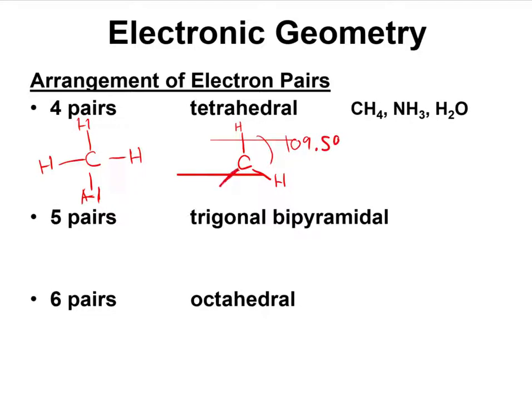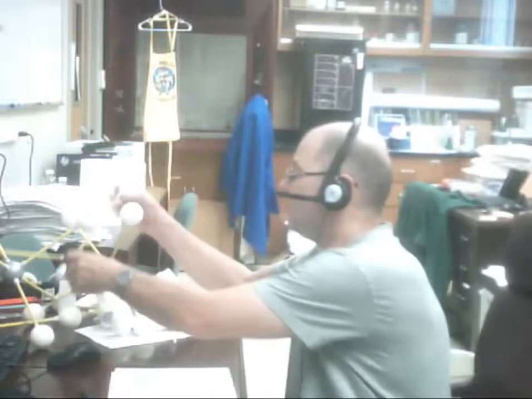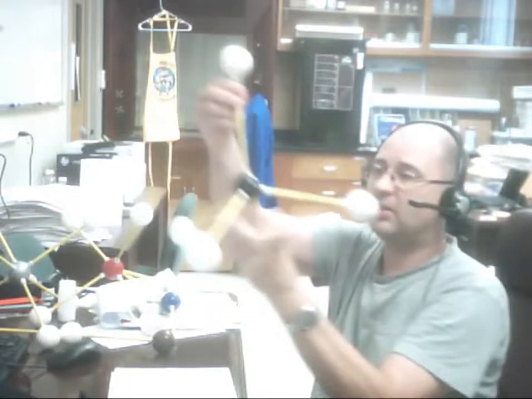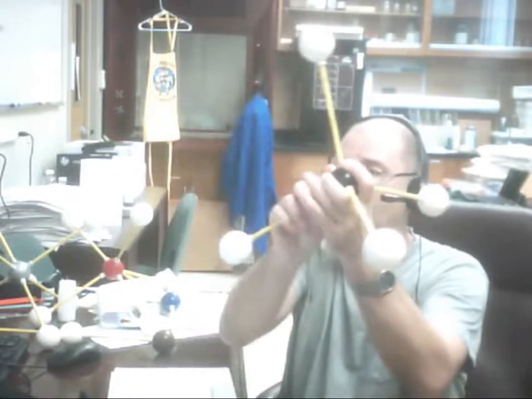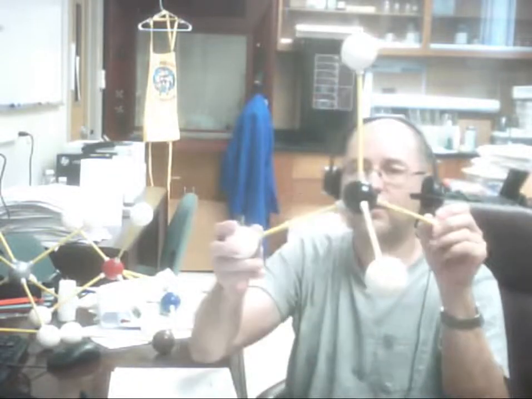And so sometimes we draw it so that one of these hydrogens comes out towards us, and one of these hydrogens goes into the back of the board. And so there are 109.5 degree angles between each of these, right? And so here I have a model, a tetrahedral model.